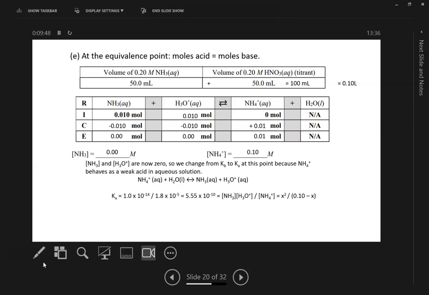I know what my Kb is. And so for conjugates, Ka times Kb is equal to Kw. So I can get the Ka by dividing Kw by Kb. And I get 5.55 times 10 to the minus 10th. Now I plug those numbers in. I plug in what I've got.